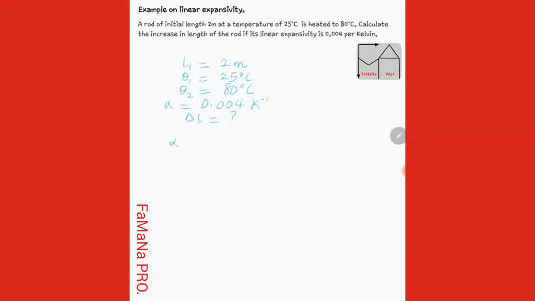The formula for linear expansivity is the change in length divided by the initial length multiplied by the change in temperature. So if we make the increase in length, or the change in length, the subject, we are going to have change in length equals the linear expansivity multiplied by the initial length multiplied by the change in temperature.